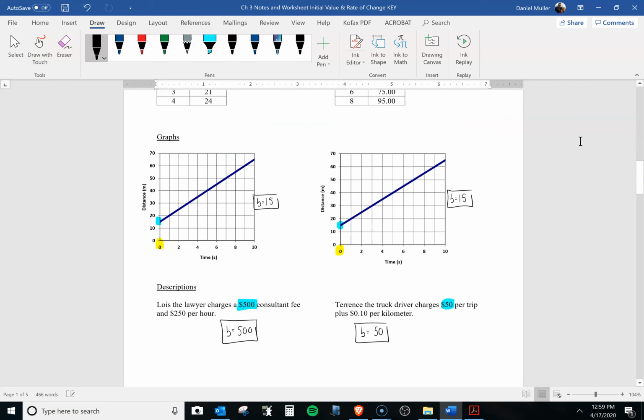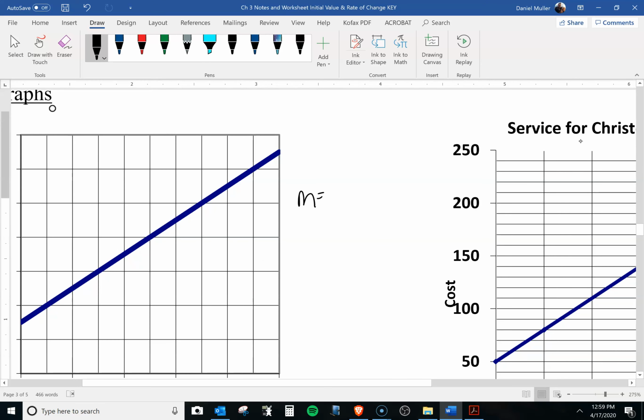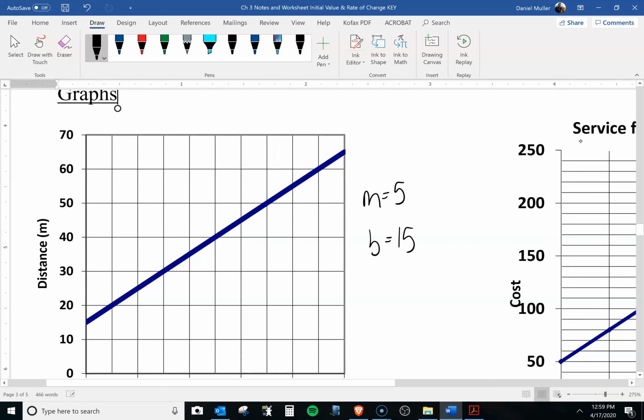So let's go down here. Our slope was 5, and our initial value, that was our initial height, was 15. So again, you can look back at those if you want those numbers, but on this page we're just trying to create the equation. So mx, so 5x plus 15.